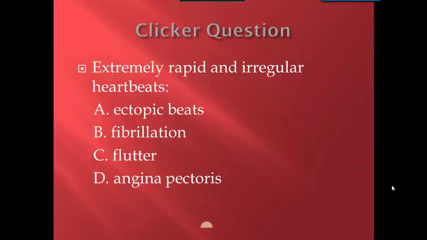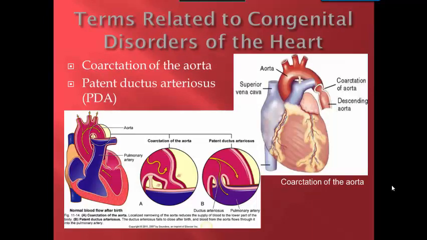Congenital, question for you here first. So don't stress over this one, but extremely rapid but irregular beats would be fibrillation. Atrial fibrillation you can live with. Ventricular fibrillation is not compatible with life.